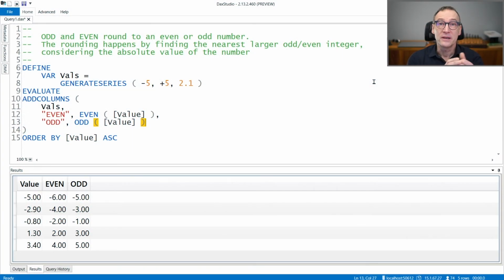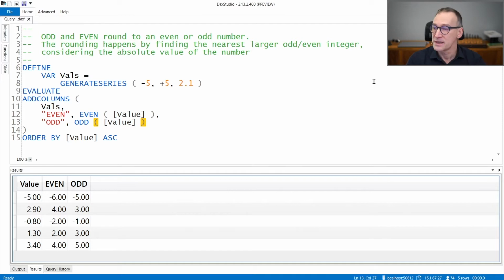Odd and even are two rounding functions that produce the nearest odd or even number to the provided value. They always round towards the largest odd or even number, considering only the absolute value of the number that you provide. So the result is actually smaller or larger depending on the sign of the number you provide.